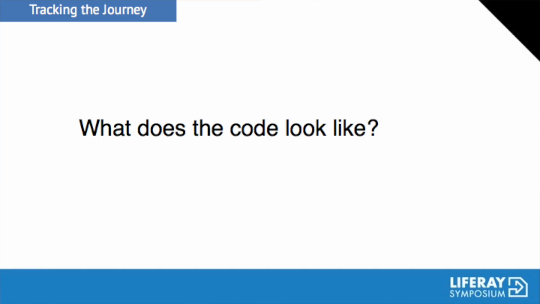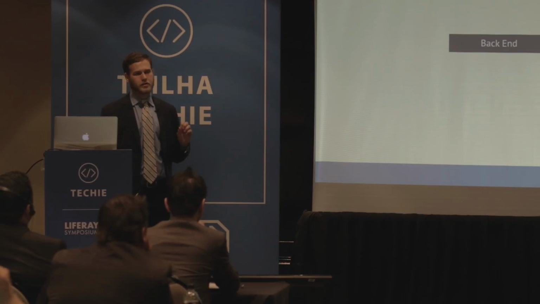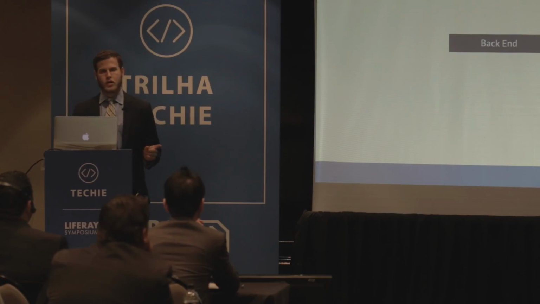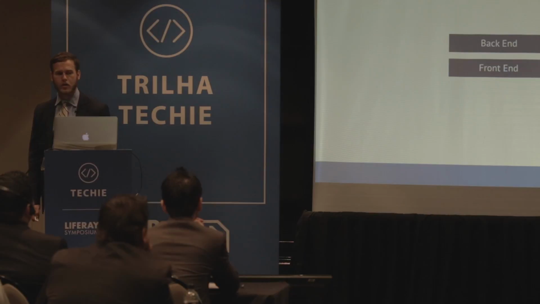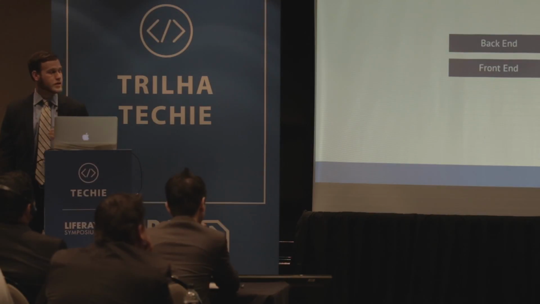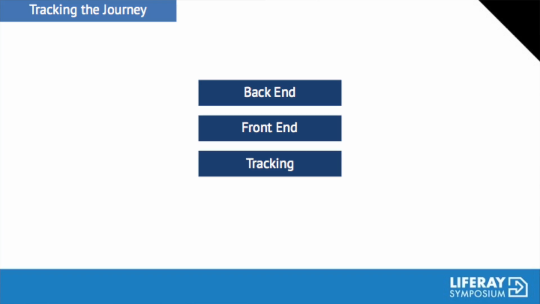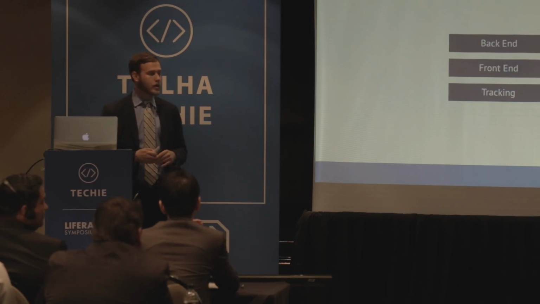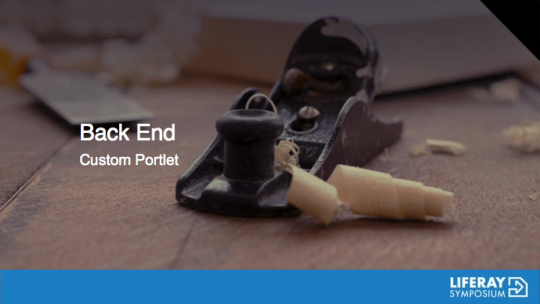So what does the code look like? First, there'll be three parts. I'll show you a little bit of the back-end code, what it looks like, then the front-end code, so how we use it using web content management, and then a little bit of the tracking. So what it looks like to not only receive the data, but also send it back to whatever integration you're using. So first off is the back-end code.